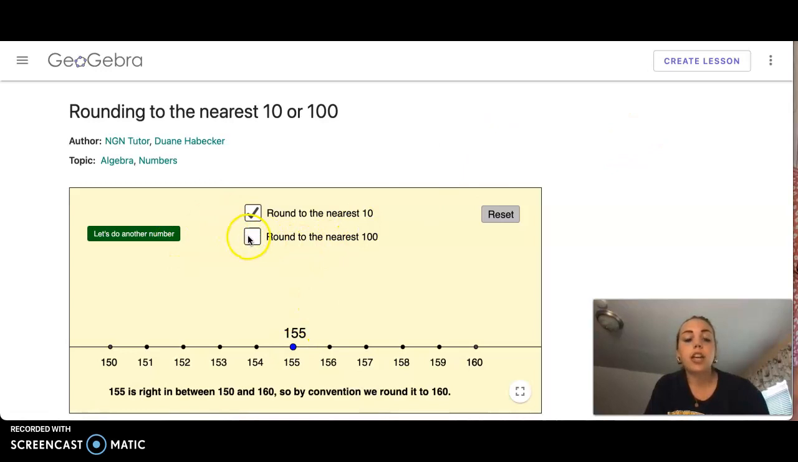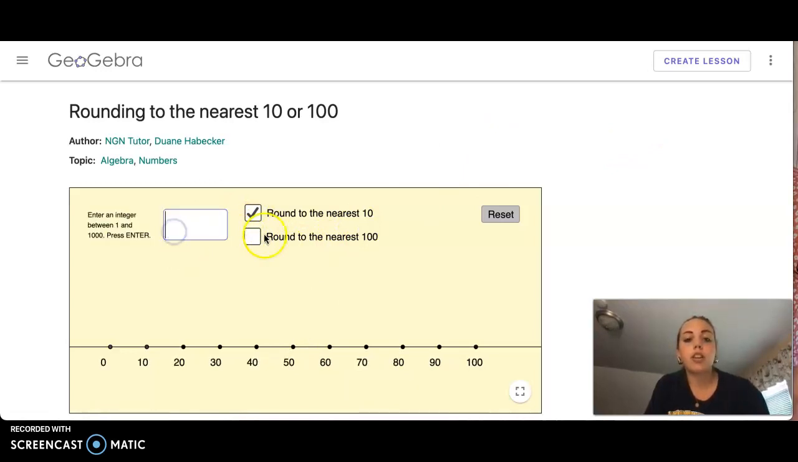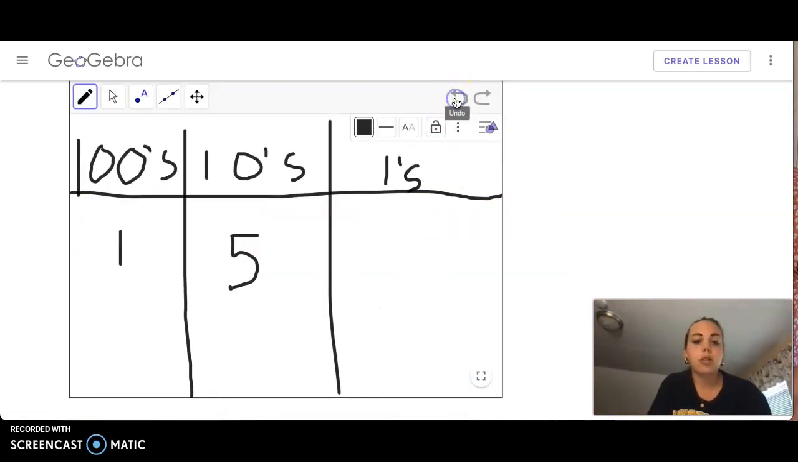So now we're going to be looking at rounding to the nearest 100. When we're rounding to the nearest 100, we want to look at the number in the tens place, which is directly to the right of the hundreds place. And like I said, if the number is 5 or greater, we are going to round the number up to the nearest 100. So let's do an example right here so I can show you.